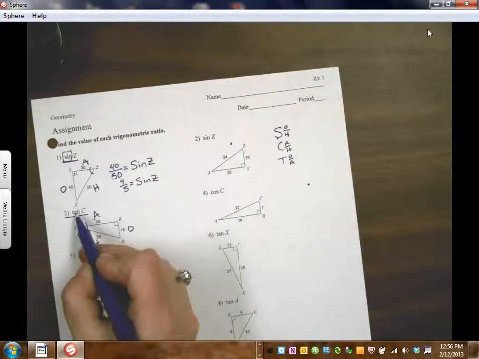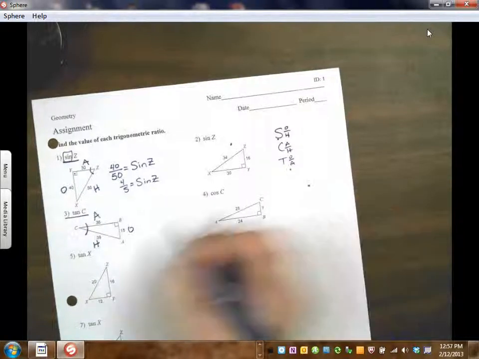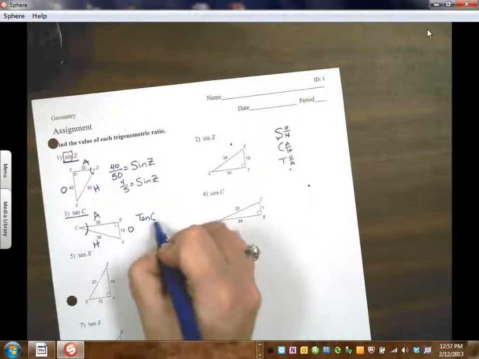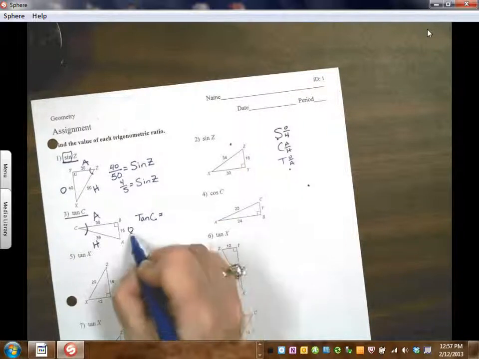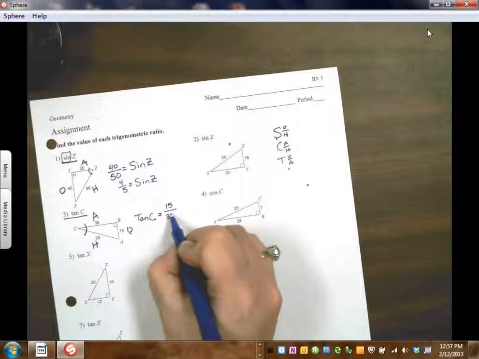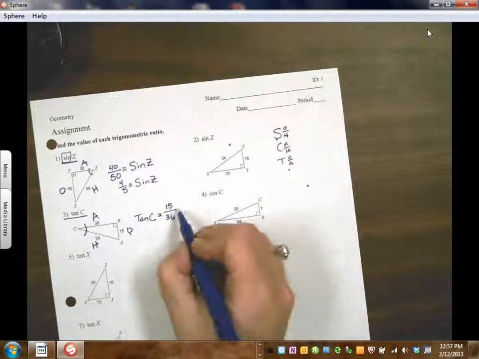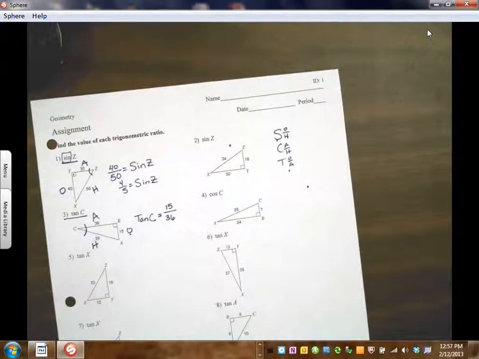So tangent is opposite over adjacent. So I know that the tangent of C equals my opposite, 15, over my adjacent, which is 36. Does that reduce? It does. And let's see if you can't come up with that answer.